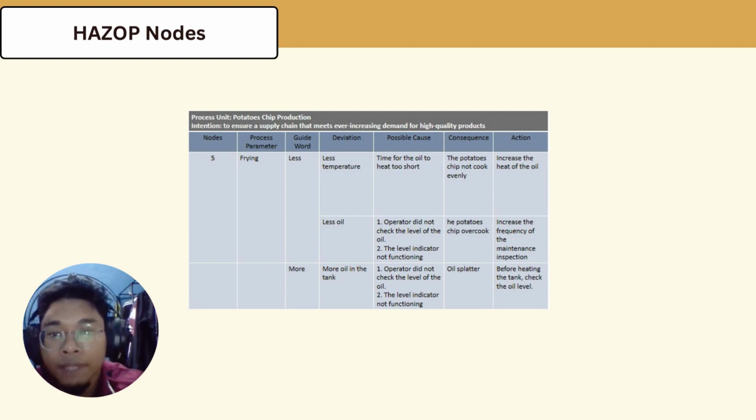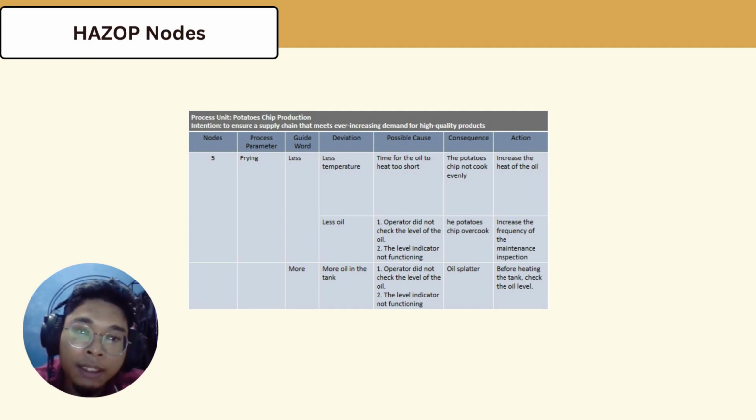While for the more deviation, it is more oil in the tank. The operator did not check the level of the oil, or the level indicator is not functioning, is the cause. And the consequence is oil splatter, where the action that should be taken is, before heating the tank, check the oil level.